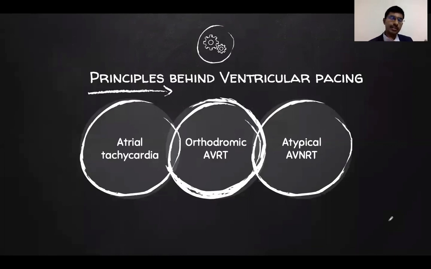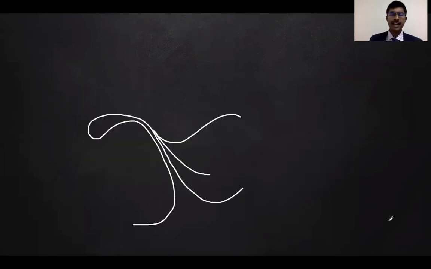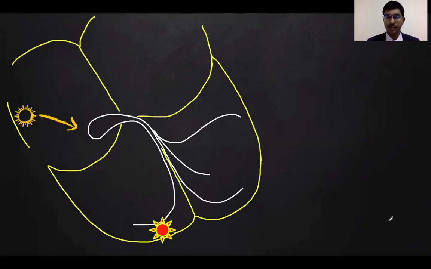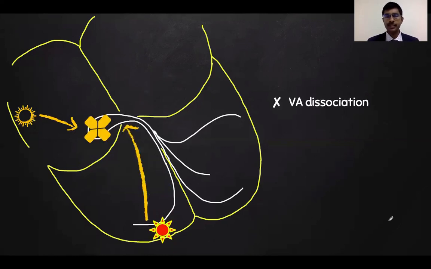Let me restrict my talk to the principles behind ventricular pacing. Let us start with a schematic model. In an atrial tachycardia, when the focus is within the atrium, it fires from the atrium, gets into the AV node, gets down in the ventricle. For example, if this goes on in a 1:1 fashion, and when you start ventricular overdrive pacing, there are two types of responses that you can observe.